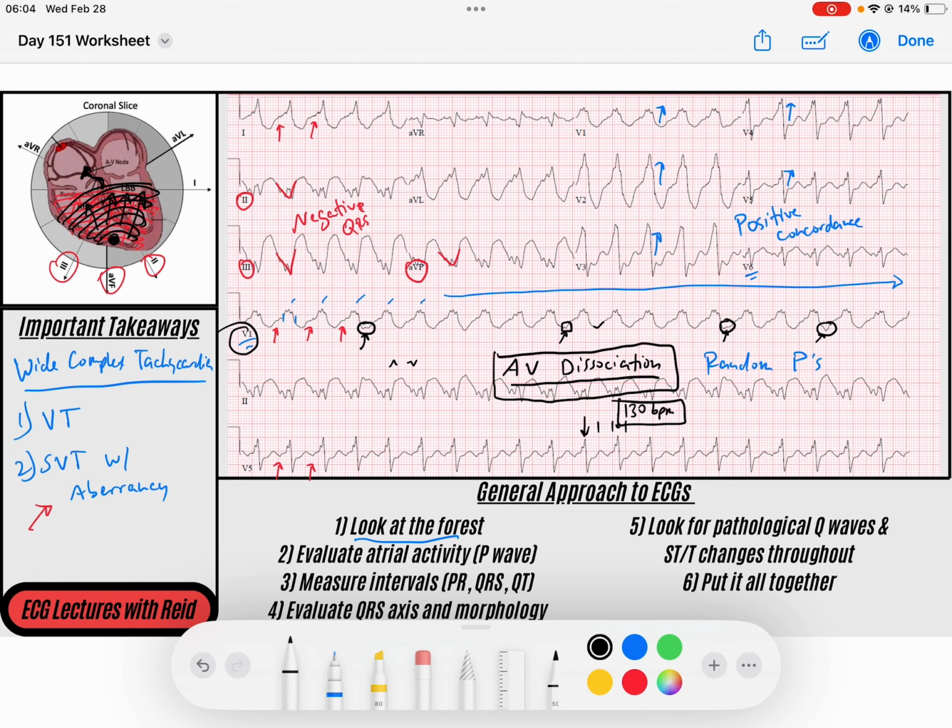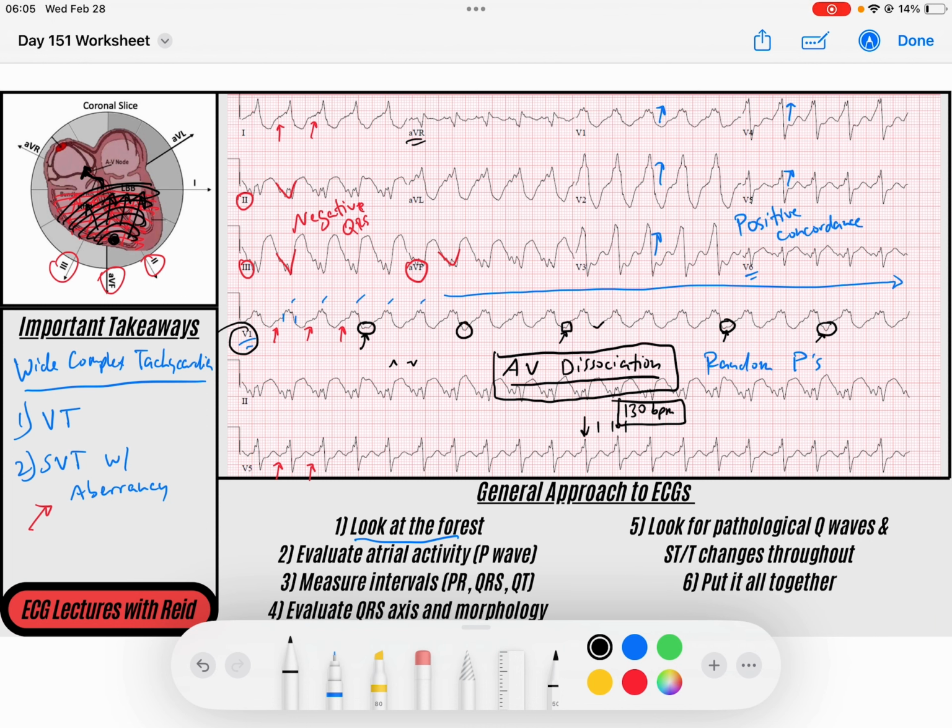You're not going to see this in every lead. You're only going to see it in the leads that are really capturing atrial activity well. I find V1 to be good. You can also scan through, like AVR is typically decent. Some of the inferior leads, really the limb leads, 1, 2, 3, AVR, AVL, AVF, and V1 are great for looking for AV dissociation. In this case, we get good AV dissociation in V1, right? Let's see, here's maybe even another one.